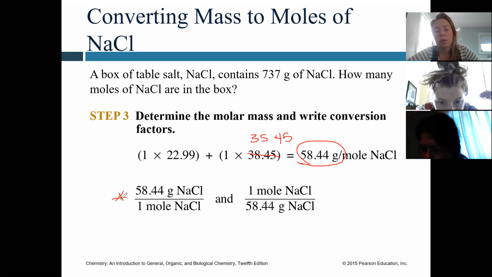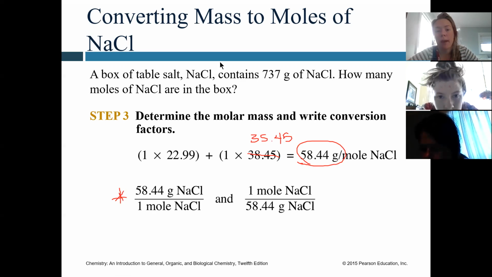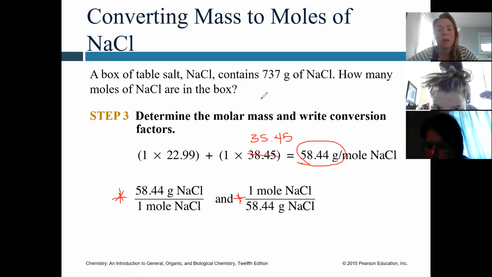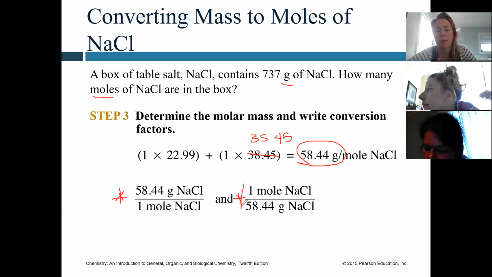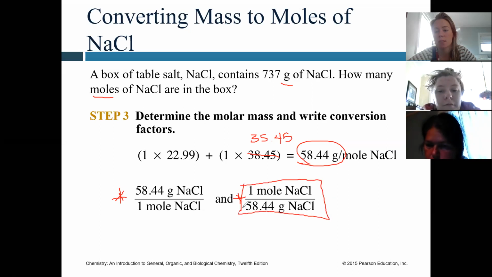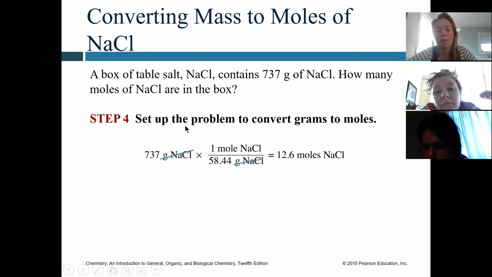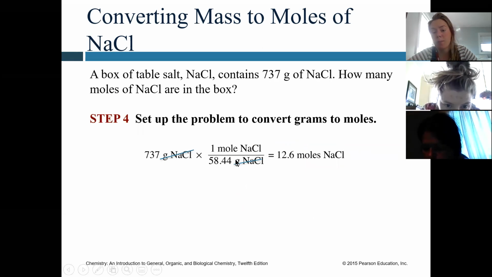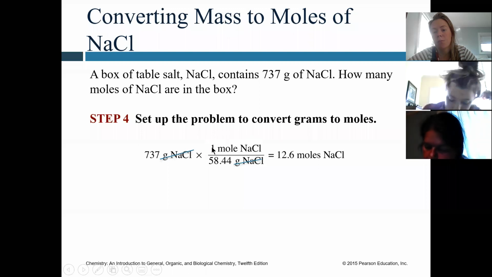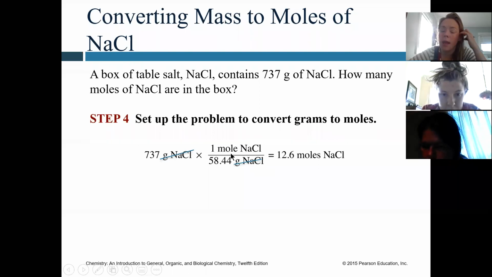So we've got these two different conversion factors or molar masses. Which one do we want to use? Well, if we're going from grams and we want to get moles, that means grams need to be on the bottom and moles needs to be on the top. So we would use this second one. When we set it up in our dimensional analysis, we always start with our given information. So 737 grams of NaCl. We will multiply it by, and really we divide it by the molar mass, right? We're putting the gram value on the bottom and the mole on the top. The grams will cancel and we'll be left with a value of moles, roughly 12.6 moles of NaCl.